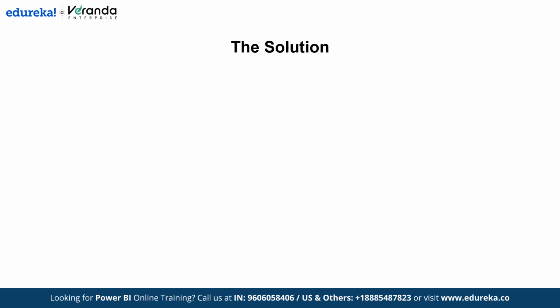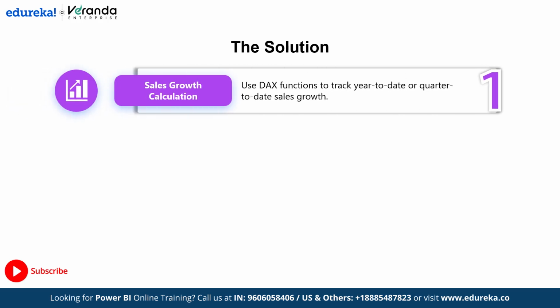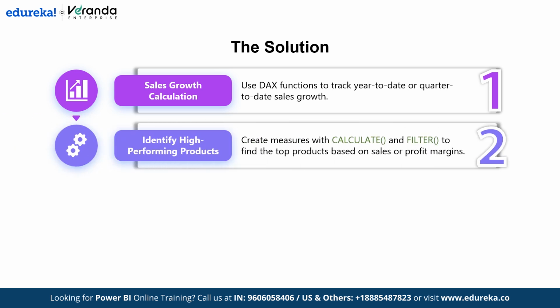To solve the Adidas sales problem using Power BI DAX, first we have the sales growth calculation, using DAX functions to track year-to-date or quarter-to-date sales growth. Then we have identify high-performance products. Create measures with the CALCULATE function and FILTER function to find the top products based on sales or profit margins.